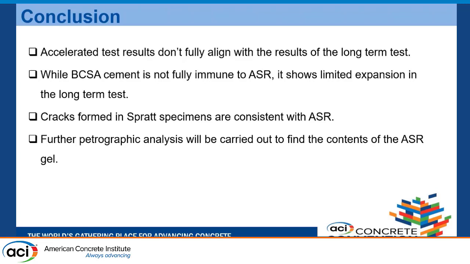If you don't have excessive expansion, that means you have less cracking, and comparatively it may have less structural deterioration if the process continues. The third thing is that the cracks formed in the Spratt specimens are consistent with ASR. Just based on the cracking itself, we can say that Portland cement and BCSA with Spratt specimens show ASR cracking. And the last thing is that I have to do further petrographic analysis, which will be done in the future to find the contents of the ASR gel.